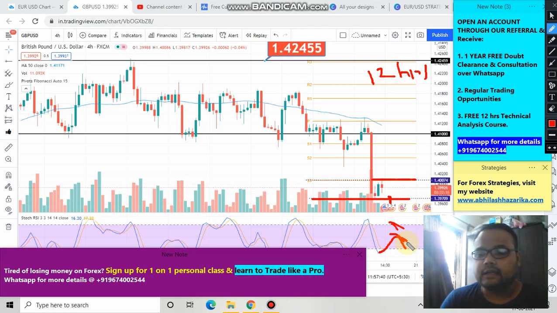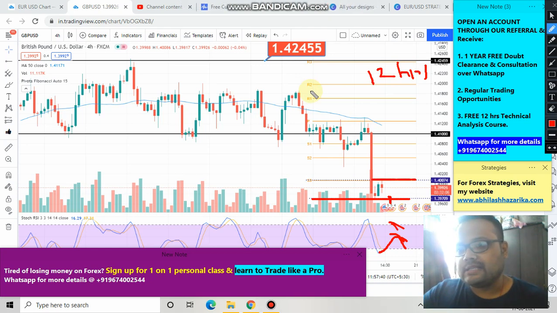So things have changed for GBP USD. Not much to discuss here, because we do not have any proper support or any proper resistance now. Let's see where the market goes. I'll be discussing with you tomorrow again.